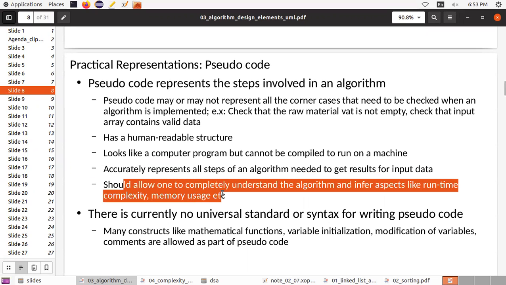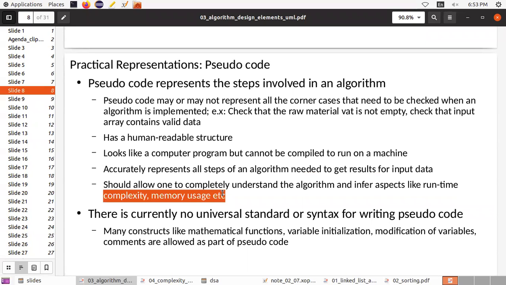It should allow you to completely understand the algorithm and infer aspects like runtime complexity, memory usage, and so on. This is very important. There is currently no universal standard or syntax for writing pseudocode. There's no particular syntax or standard for writing pseudocode.